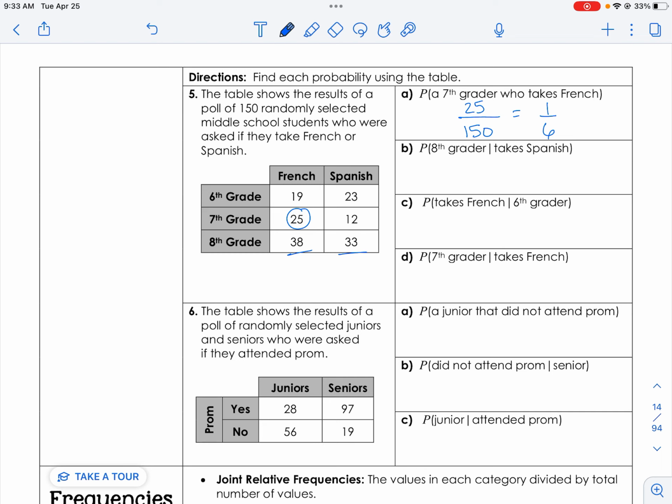Now I want the probability of an 8th grader who takes Spanish. So 8th grader Spanish, that would be 33, out of the total number of people who take Spanish, that's 68. Okay, you can see how this goes. Finding the total in each of these columns and rows can be helpful and is a good first step in being able to solve these. You'll probably, in most of these cases, eventually need those numbers anyways.